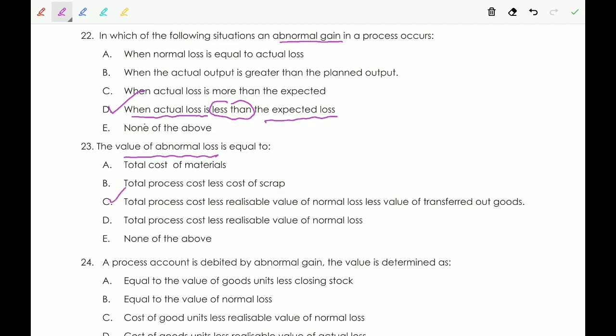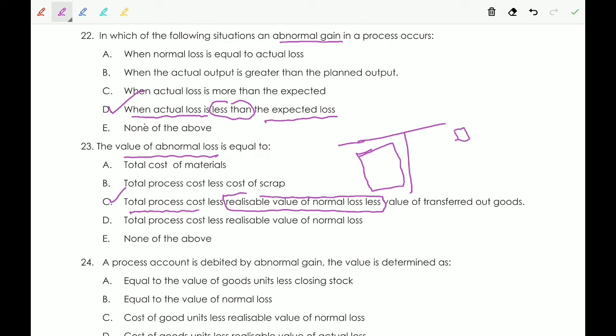Because this is the total process cost, for example only, this is the total process cost amount less the realizable value of normal loss. Realizable value of normal loss means a deduction on the credit side. Then the value of transferred out goods, which are the ultimately finished goods. The remainder is the abnormal loss. If the balance comes on the debit side, it is abnormal gain. If the balance comes on the credit side, it is abnormal loss.